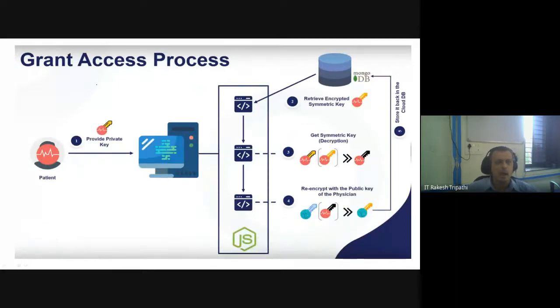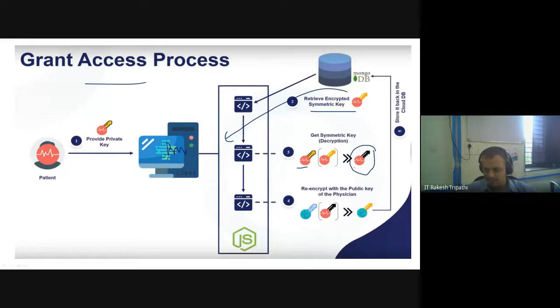Now, how do I grant permission to anyone? The private key I'm having with myself. What do I do? I fetch my symmetric key, and I decrypt it with my private key. I get the symmetric key.